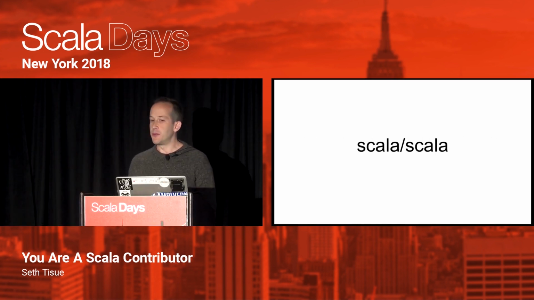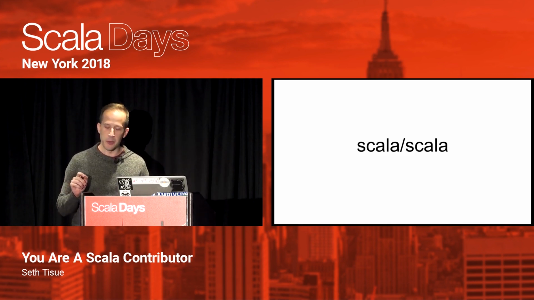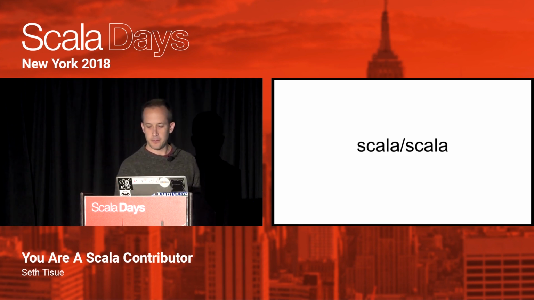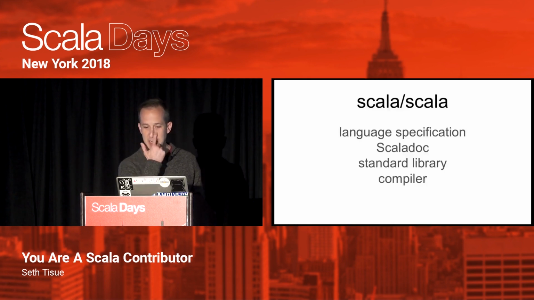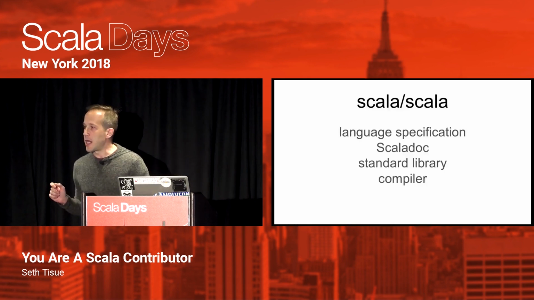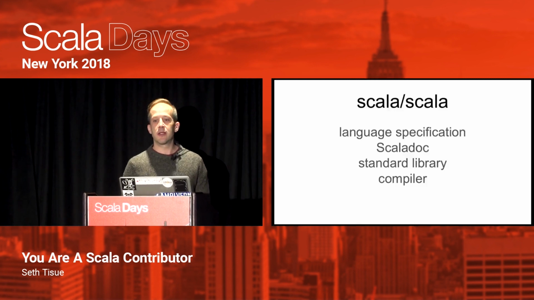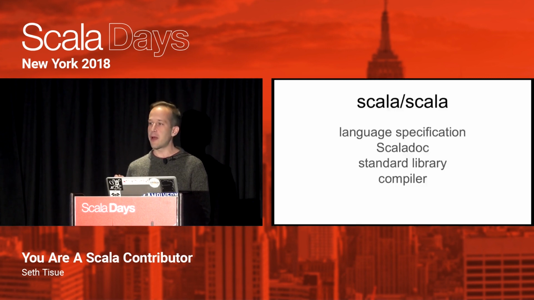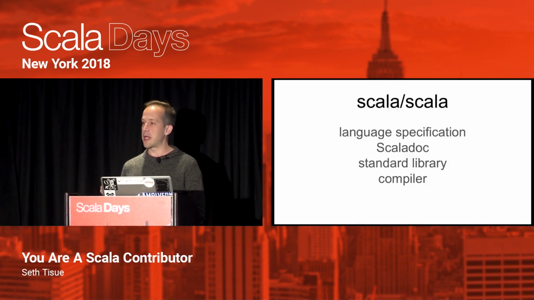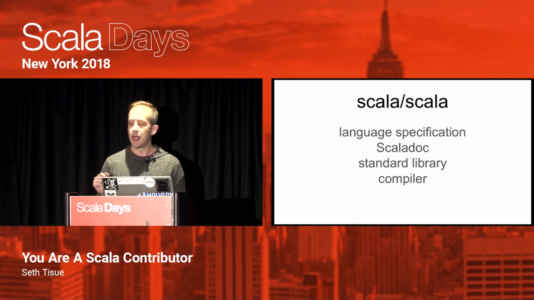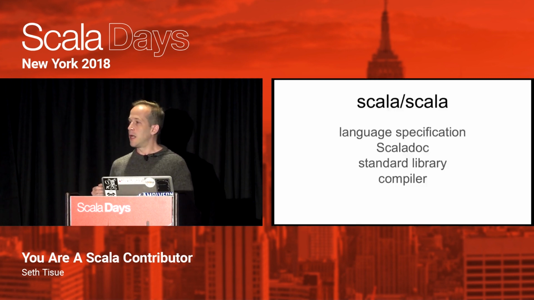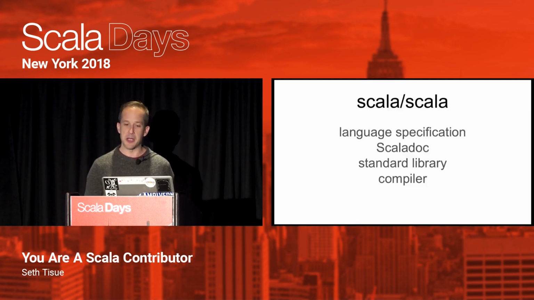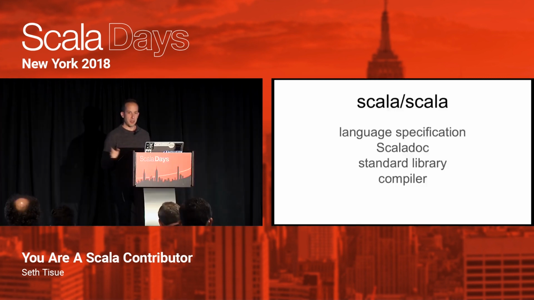Let's move on now to the main Scala repository. The main Scala repository contains the Scala language specification. It contains all of the API doc for the standard library. It contains the Scala code for the standard library itself. And it contains the Scala compiler. The Scala compiler is bootstrapped. It's written in itself, so it's a Scala program that compiles other Scala programs. So it's all Scala.